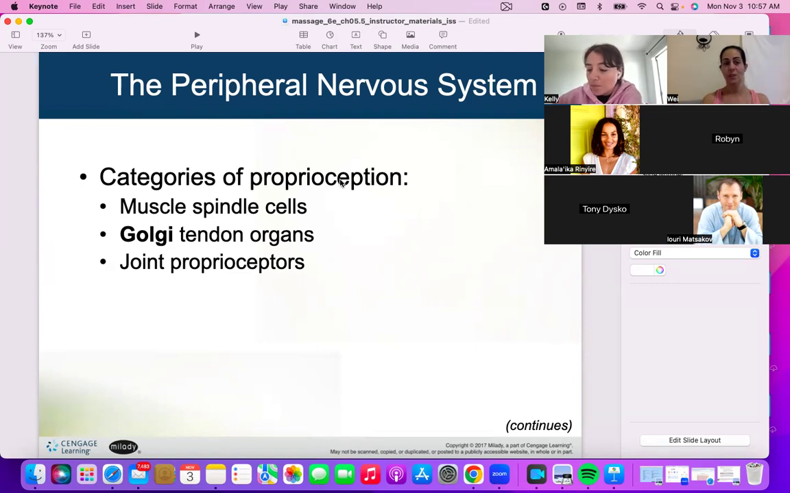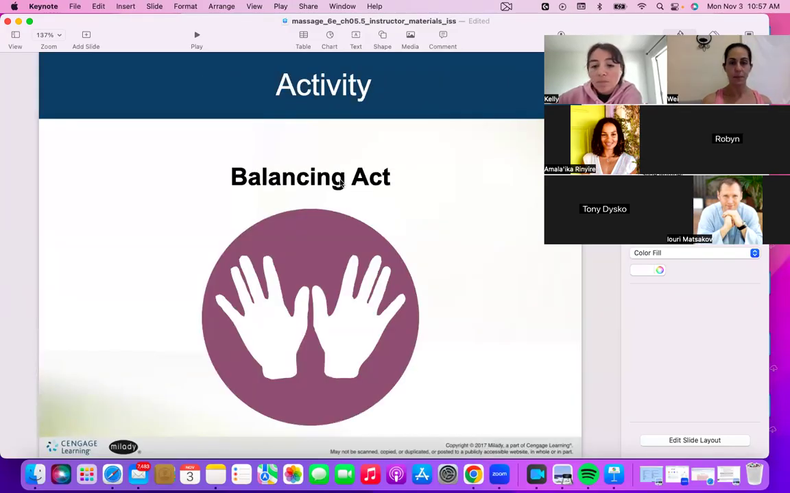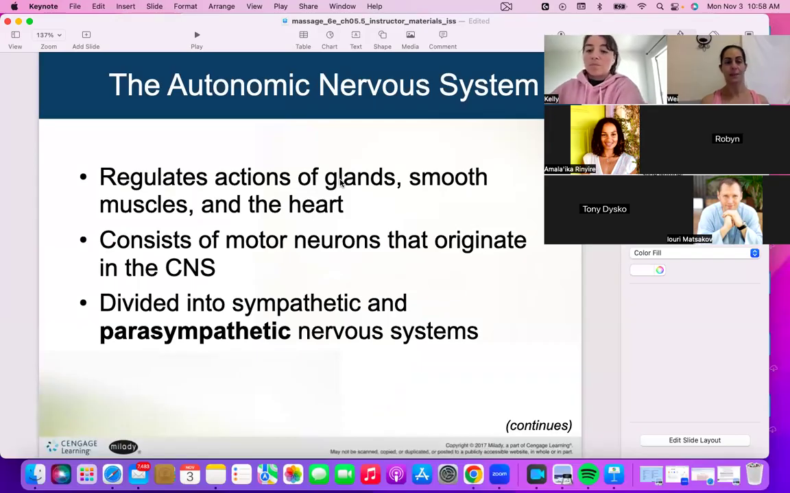So proprioception has to do, again, with the external environment where our body is located. Okay. So far, so good? All right, let's see how many we got.